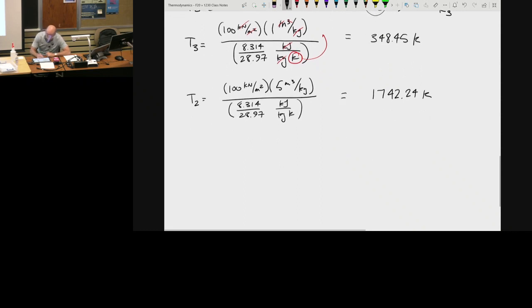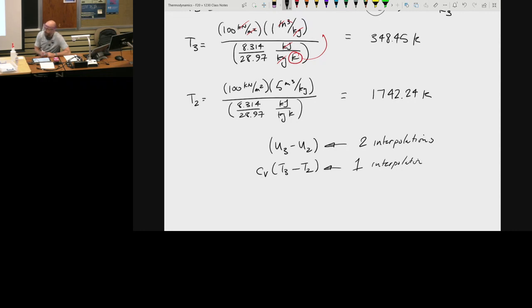So let's look at this. It's going to be U3 minus U2, right? Well, these are going to be two table values, or it's going to be C sub V times T3 minus T2. In this version, we're going to have two interpolations. In this equation here, we might just have one interpolation to find the C sub V value, and that's it. So many times students really like constant specific heat because it eliminates the amount of interpolation we have to do.